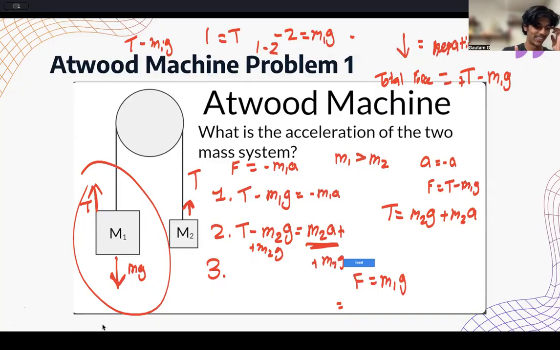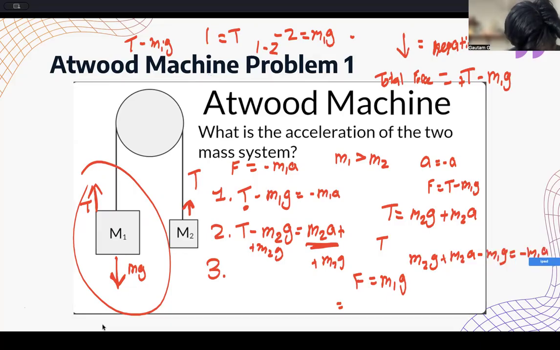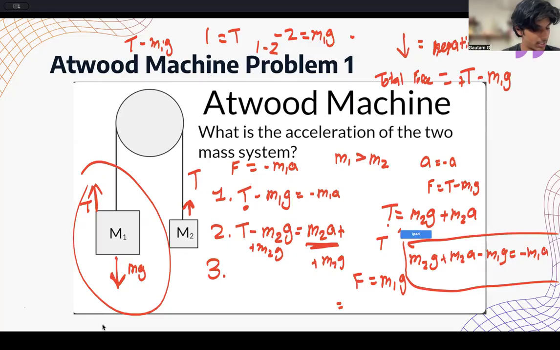We have to solve for A still. We just got the base down, and now it's the easy part. Since we got both the equations, we can just solve for A. Let's add M2G to both sides. You get T is equal to M2G plus M2A. And then you can substitute T in the first equation with M2G plus M2A. So you just get M2G plus M2A minus M1G equals negative m1a. Correct? Does this make sense how I just substituted T? I solved for T and then substituted it over here. Does that make sense?